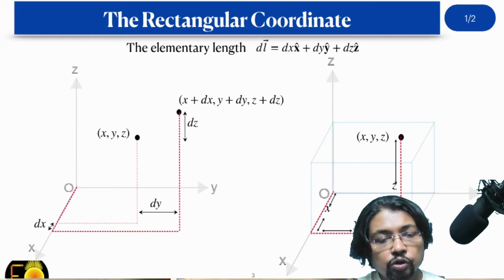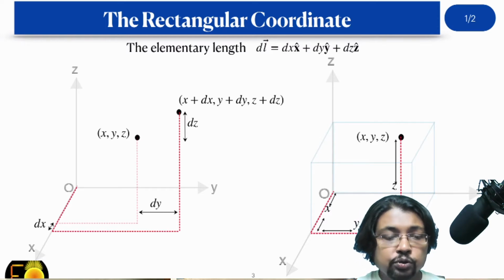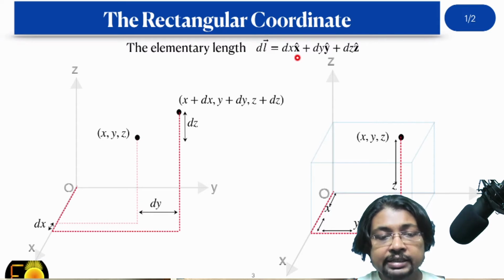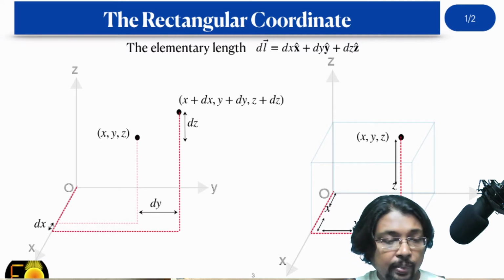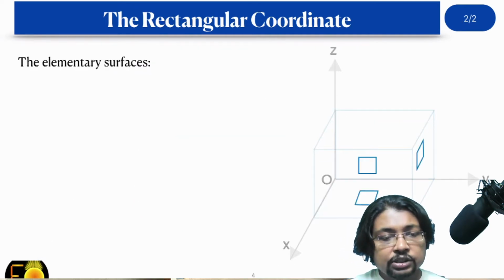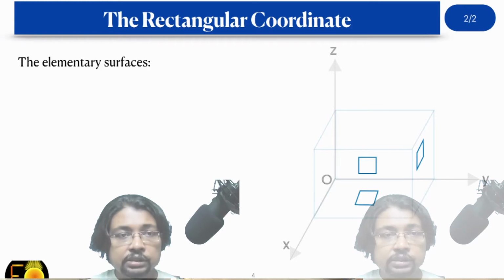Therefore, the result will be, or the elementary length that you have to traverse in order to reach the second point from the first point is nothing but dx along the x direction, dy along the y direction, and dz along the z direction. It's very simple, I think. Now let's talk about the surfaces, elementary surfaces for the rectangular coordinate system.